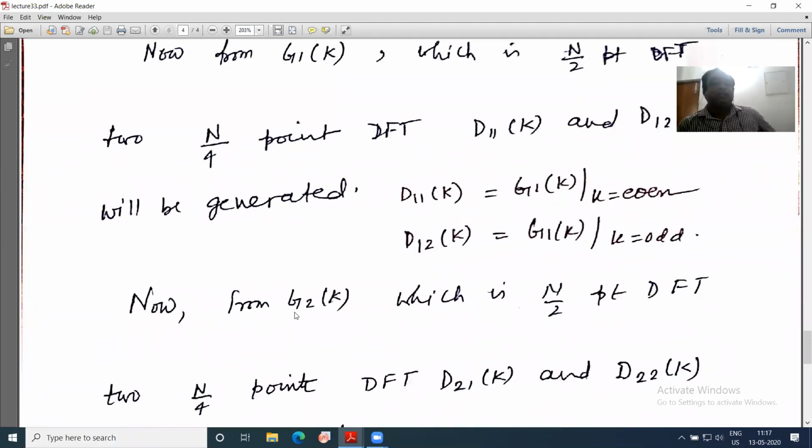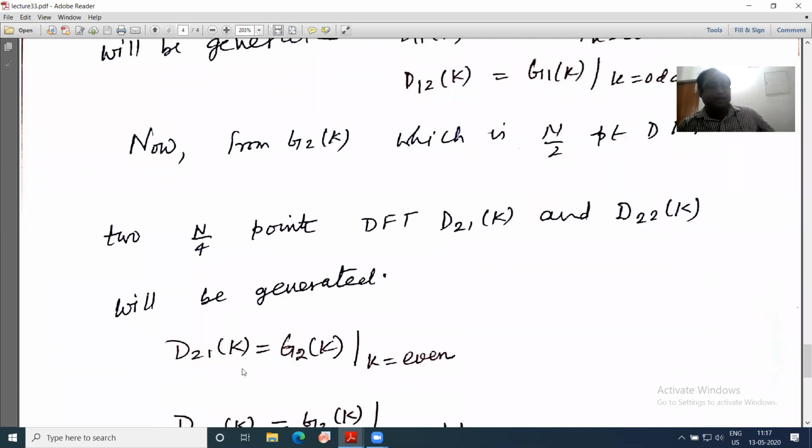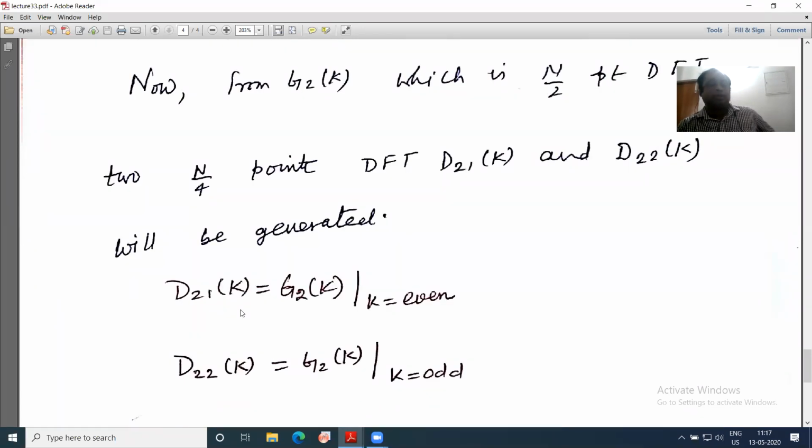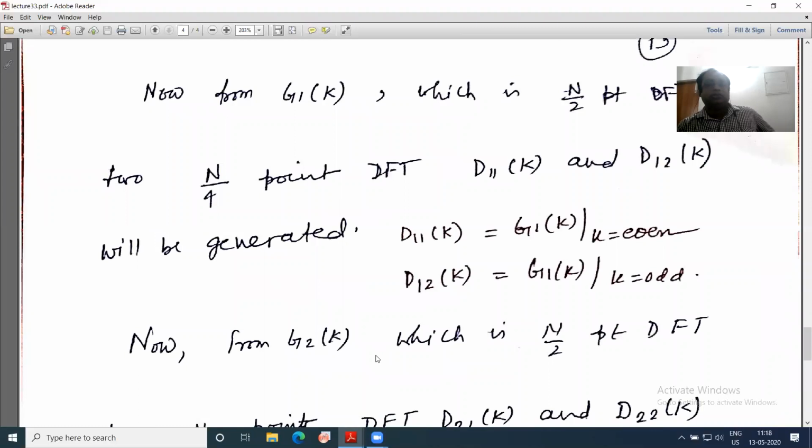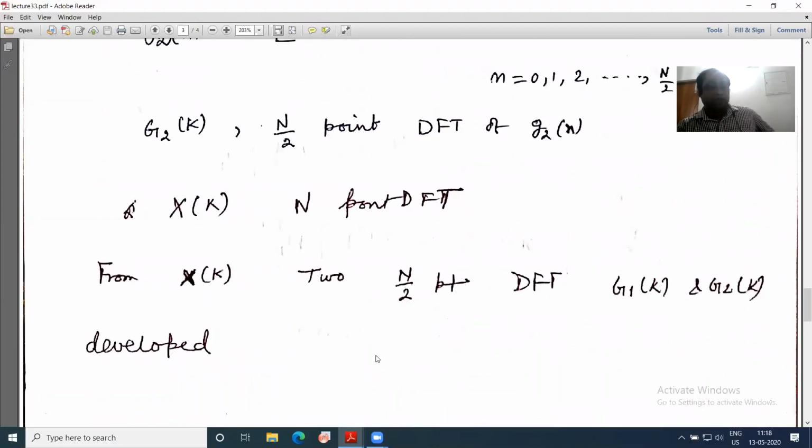Similarly, g2 of k, which is an N by 2 point DFT. Now, to N by 4 point DFTs, g21 of k and g22 of k will be generated. g21 of k is equal to the even part of g2 of k and g22 of k is the odd part of g2 of k, and this derivation we will continue in the next class.